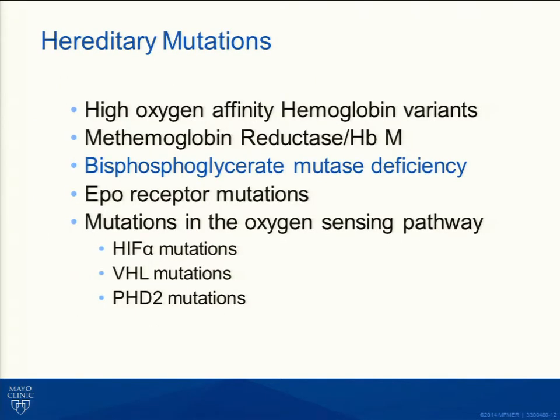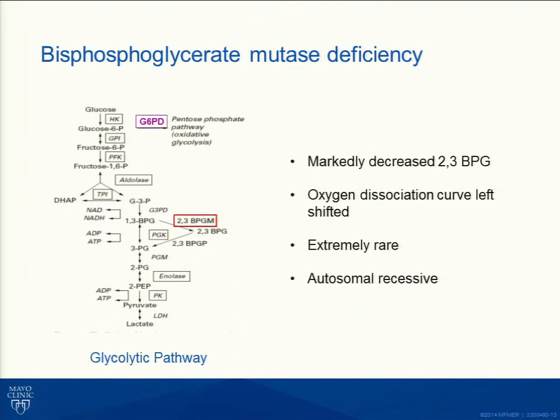The next entity on the list is bisphosphoglycerate mutase deficiency. I've listed here the glycolytic pathway that red cells use for their energy production. This is a pathway that we all learned in medical school and then promptly forgot. But you can see, we get glucose going down here to lactate and generating 2 molecules of ATP.